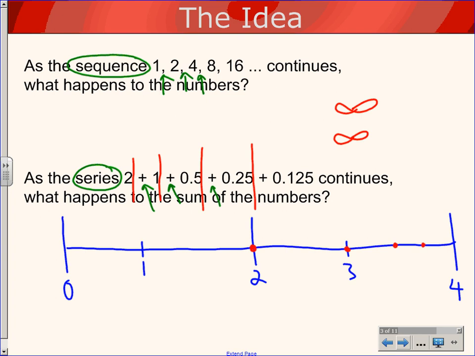And now this one gets a little bit harder. It's 3.75 plus 0.125. That's 3.875, I think, if I did that decimal in my head right. That goes to there. Okay. And now it gets a little bit harder to show on the number line.